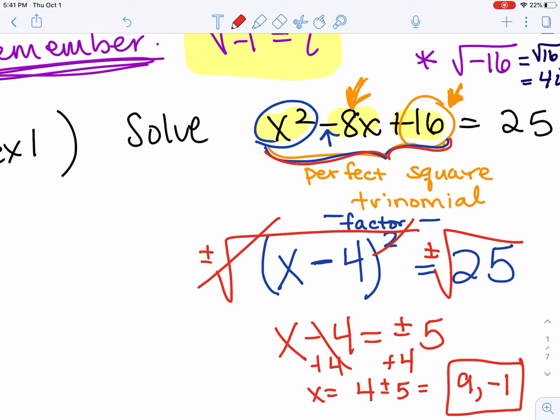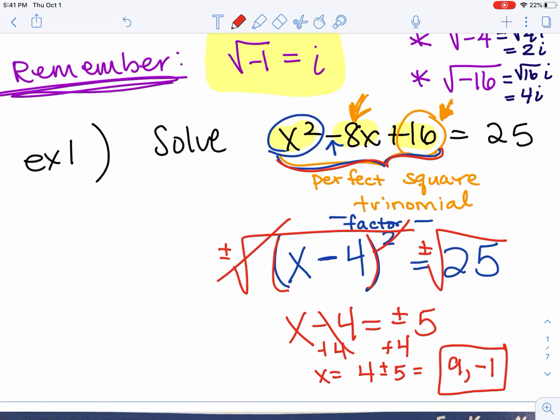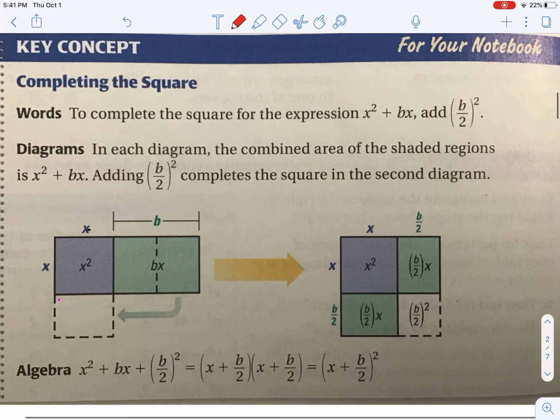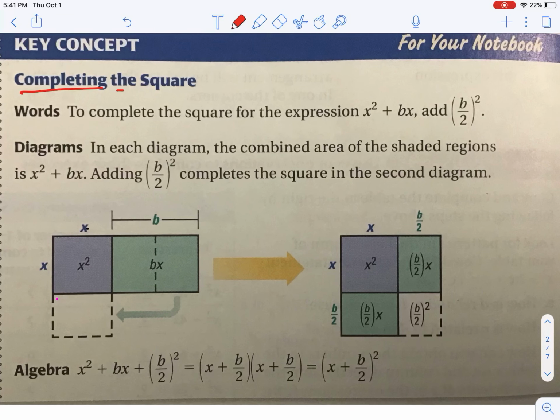So again, this is if you have a perfect square trinomial, which is perfectly factored as this nice little parentheses squared. We're going to explore that a little bit more. So here's what we're looking at. Here's our key concept of how to complete the square. In words, to complete the square for the expression x squared plus bx, to make it a perfect square, we take half of b and we square it.